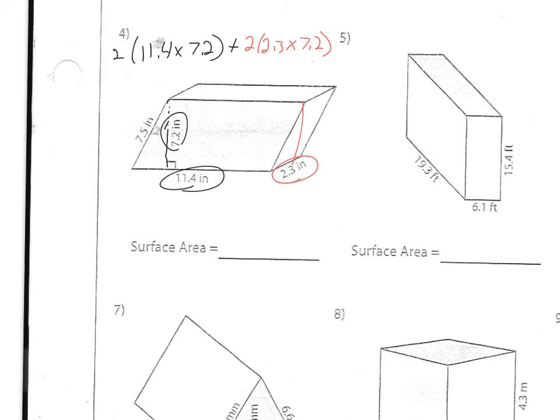plus this side up here. Now it's got a width of 2.3 and a width of 11.4. And I'm going to have two of those sides. So I'm plus again 2 times 11.4 times 2.3.